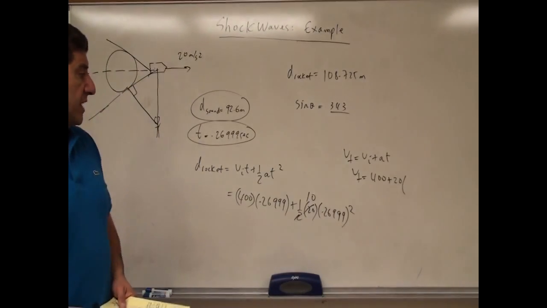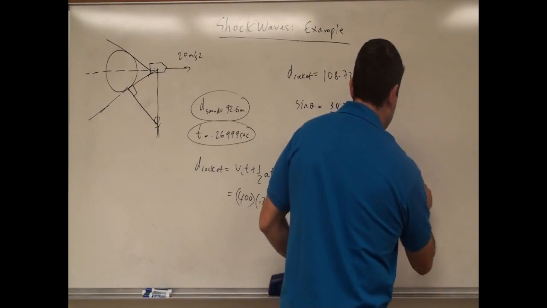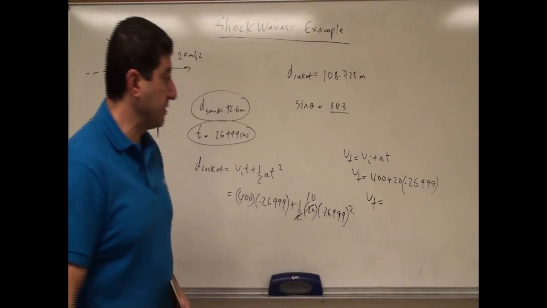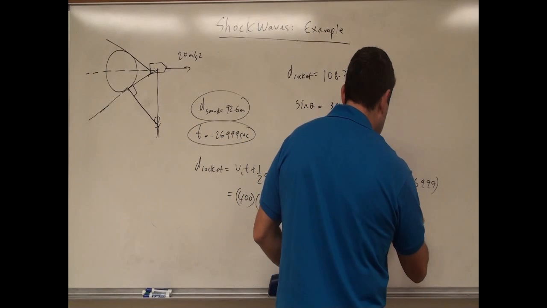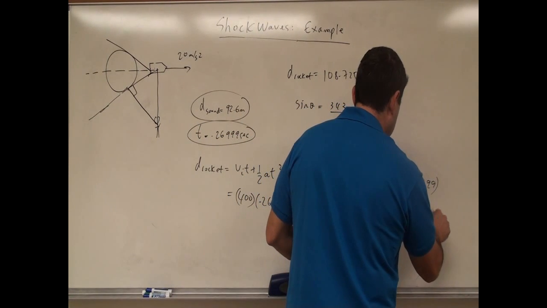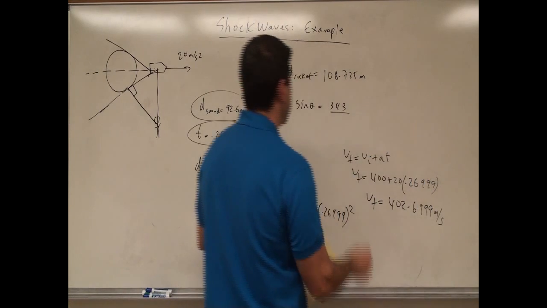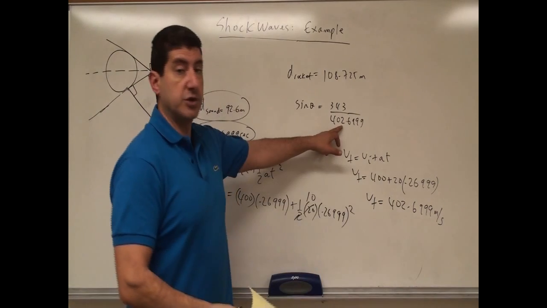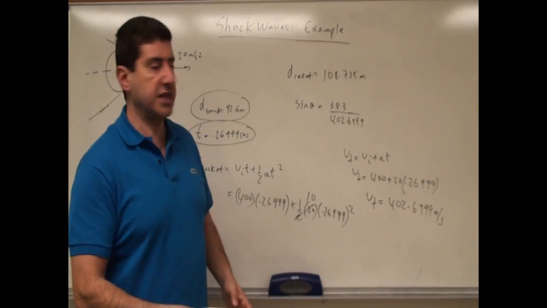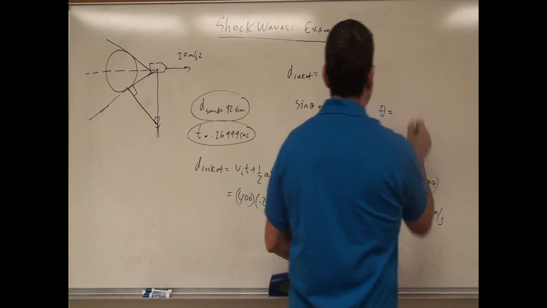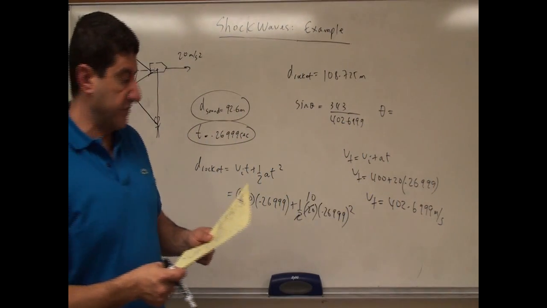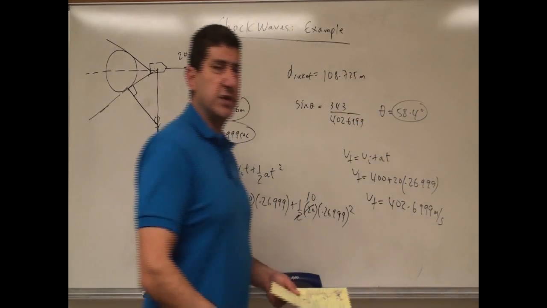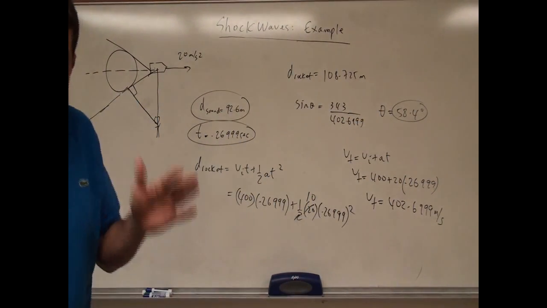So we take the acceleration of the rocket and then we multiply it by 0.26999 and then we get the final velocity. So the final velocity is going to be 402.6999 meters per second. And then we put here 402.6999. So instead of 400, the velocity is larger and the angle is going to get smaller. So theta is going to be sine inverse of that, and then we get 58.4 degrees. So instead of 59, the angle of the cone is a little bit smaller.